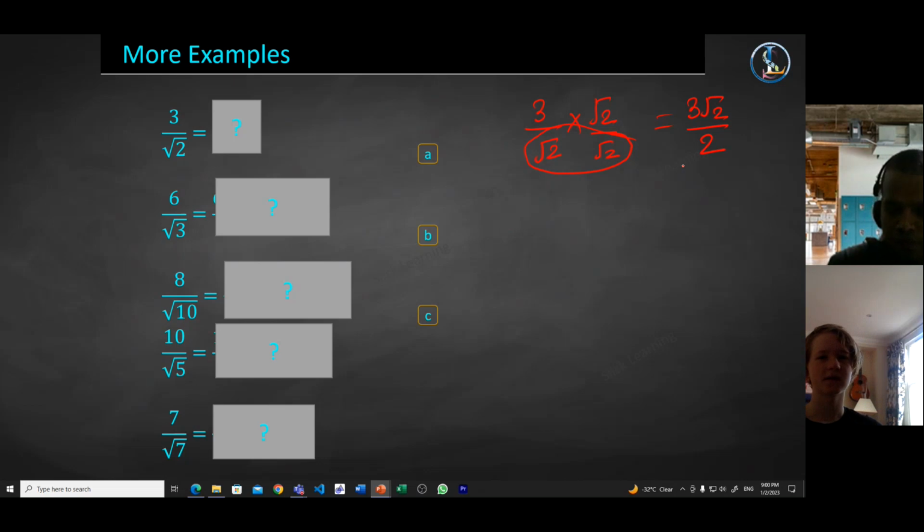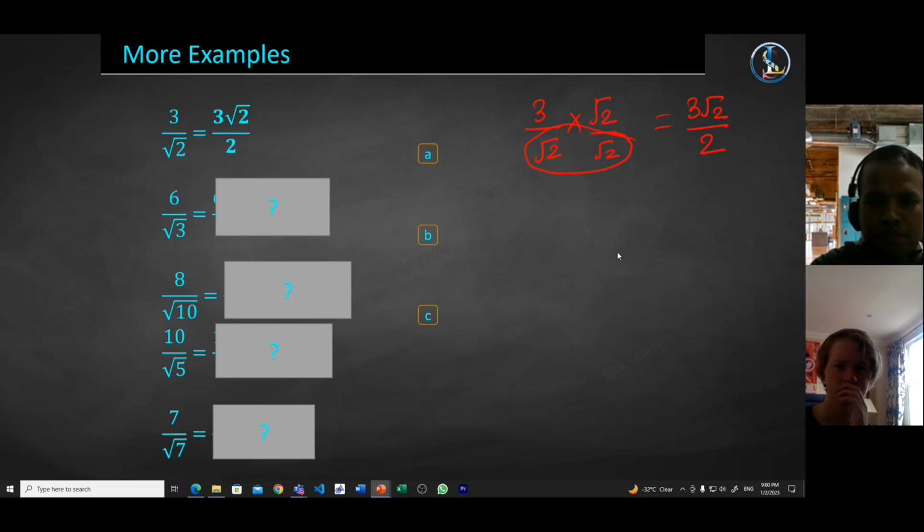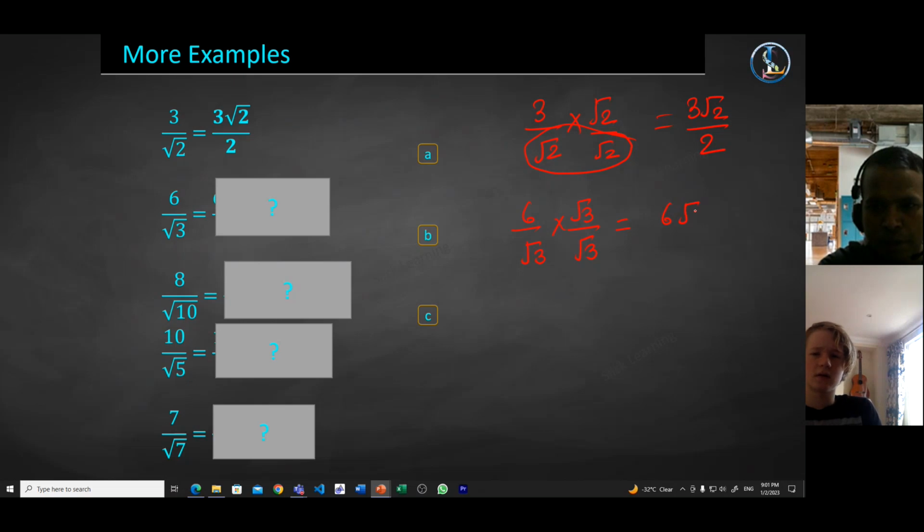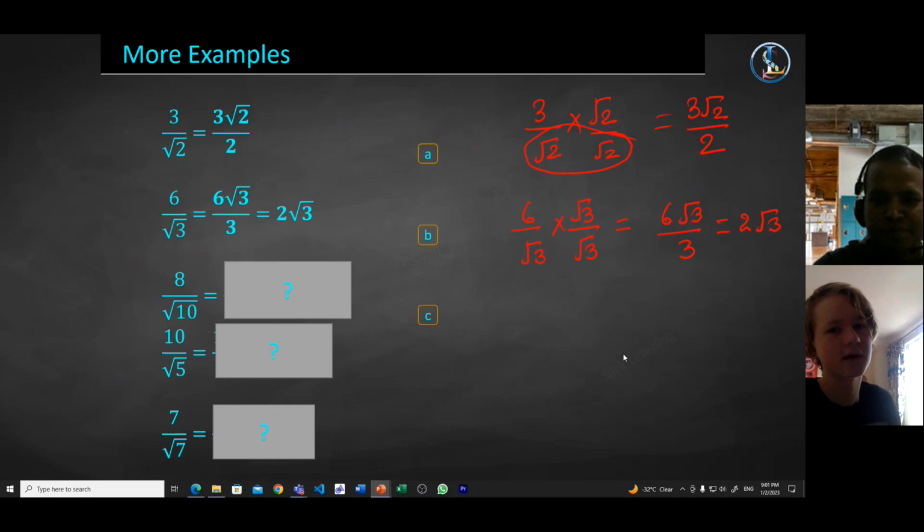I'm guessing the next one would be the same, with square root 3 over square root 3. Can you do the simplification after that? That would be 6 square root 3 over 3. So we can write 2 square root 3, right? Yeah, you can simplify it down. I didn't realize that.